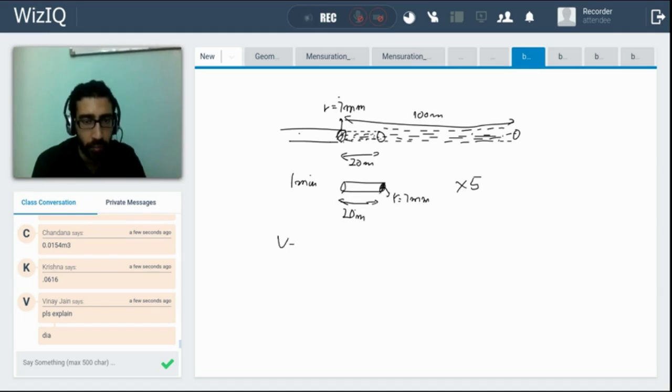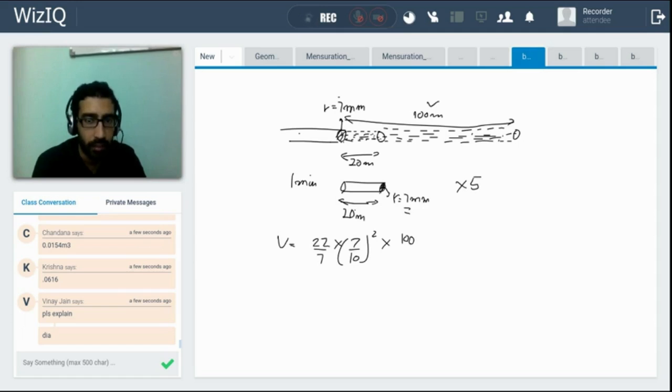So your volume essentially becomes the volume of a cylinder of height 100 meters. Volume of a cylinder is pi r square h. So pi, 22 by 7, r square. Now this is where you need to be careful. r is 7 millimeter. Let me convert this to centimeter. So 7 millimeter is 7 by 10 centimeters. So (7 by 10) whole square into h, which was 100 meter.